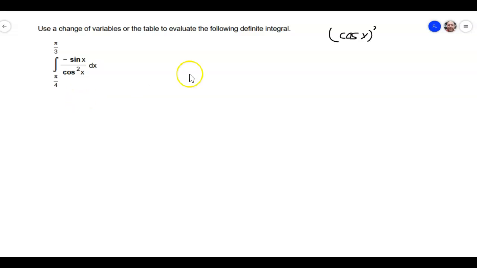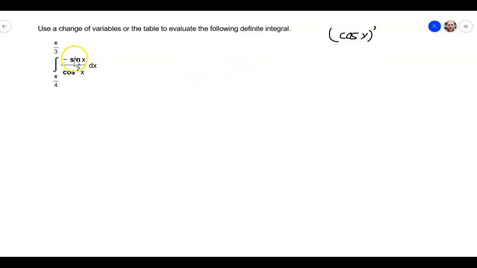So looking at it like that, I know that if I were to let u equal to the cosine of x, then the derivative of the cosine of x is equal to the negative sine of x. And the negative sine of x is sitting right there. So that'd be a great choice.